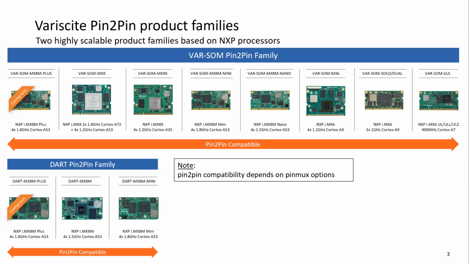We have an additional family that we call the Dart pin-to-pin. That is a bit smaller with board-to-board connectors at the back. That is also scalable between the different 8M processors, the Mini, the Nano, and the Plus. So those two pin-to-pin families give you practically the scalability to move from one processor to the other without changing your hardware design.